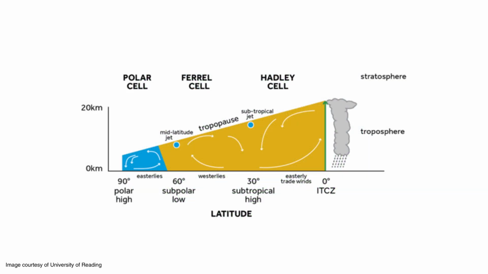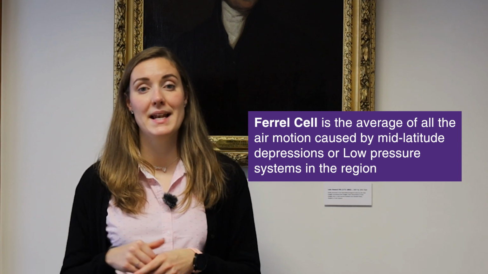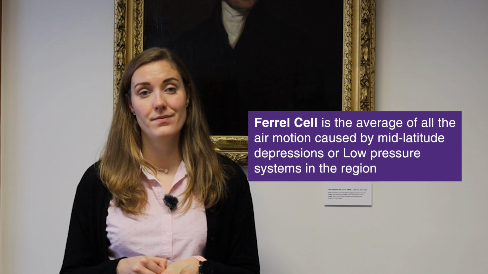What happens in between the two cells is a lot less obvious. Textbooks show the Ferrel cell with sinking air in the subtropics and rising air in the subpolar regions, and surface westerlies, which can be visualised as a sort of gear between the Hadley and the polar cells. However, the Ferrel cell is probably best thought of as the average of all the air motion caused by mid-latitude depressions, or low pressure systems, in this region.